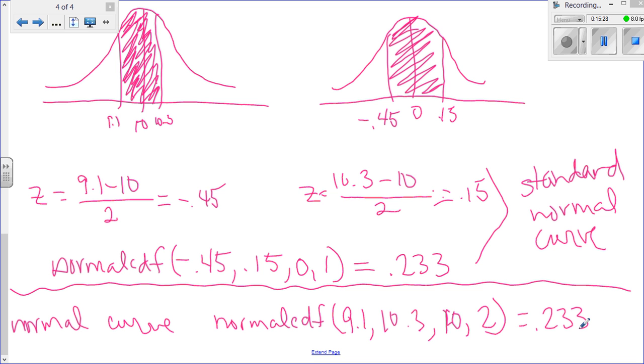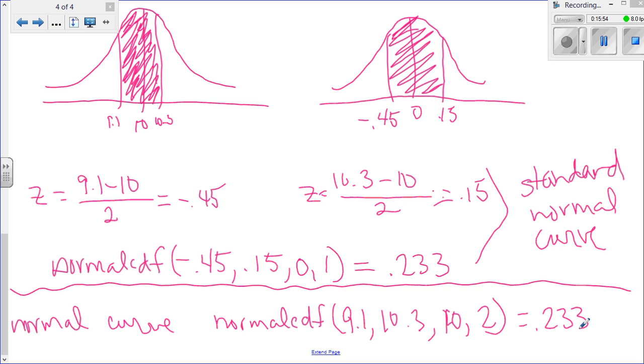There will be times where we do have to standardize. When we're comparing two different sets of data, you have to standardize the curves because that way you're comparing apples to apples. Otherwise, you're comparing apples to oranges. If I were to compare ACT scores with SAT scores, I'd have to make sure that I standardized the curves so I could see which test I did better on. So that's what we're looking at.